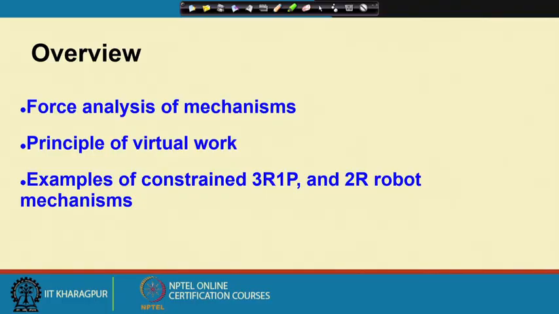In today's lecture, the overview is as follows. We will look into the problem of force analysis of mechanisms using the principle of virtual work and consider examples of the constraint 3R1P chains and 2R planar robot mechanisms.